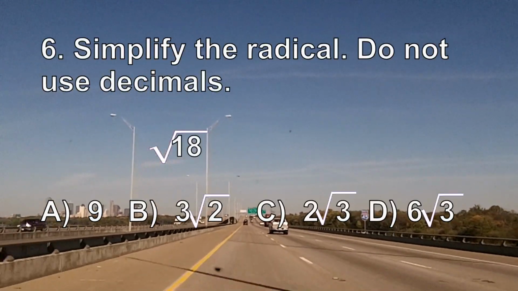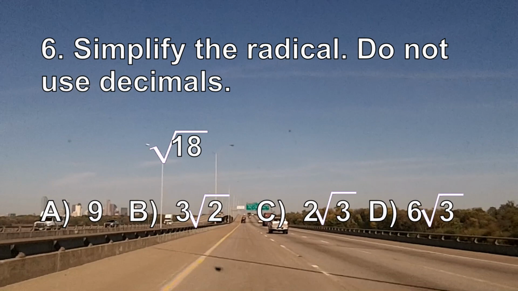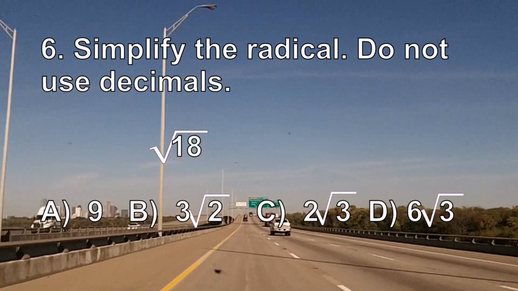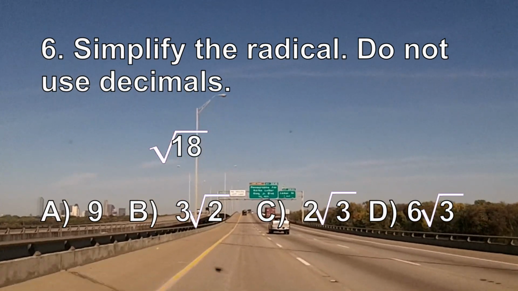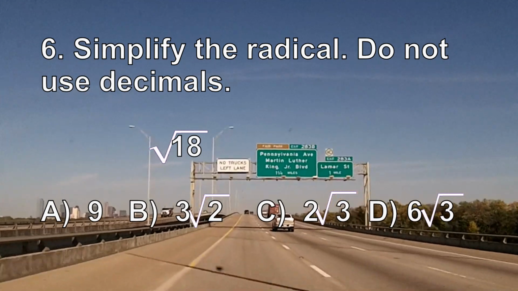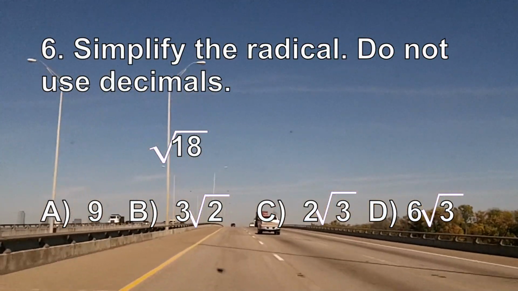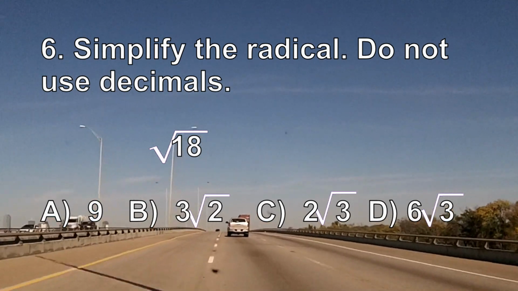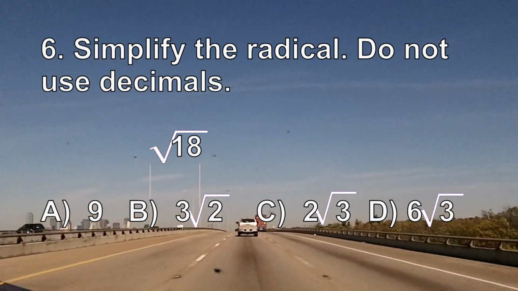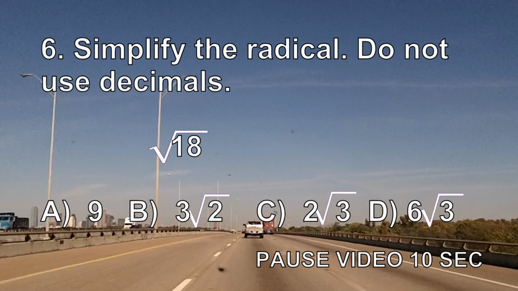Now let's do some problems with radicals. Simplify the radical. Remember, you can't use a decimal. How is the square root of 18 simplified? Is the answer A, 9, B, 3 square root of 2, C, 2 square root of 3, or D, 6 square root of 3?